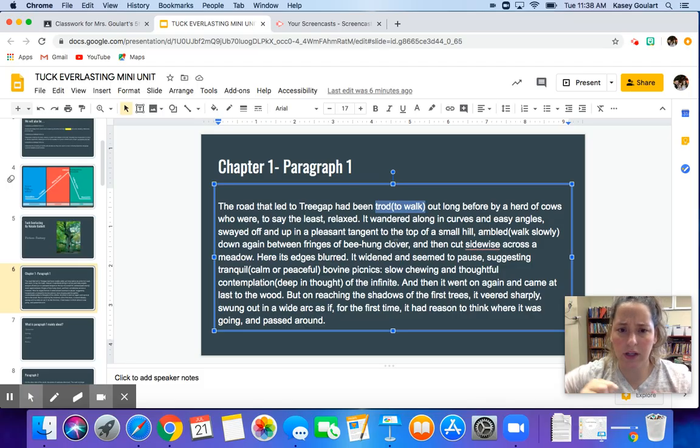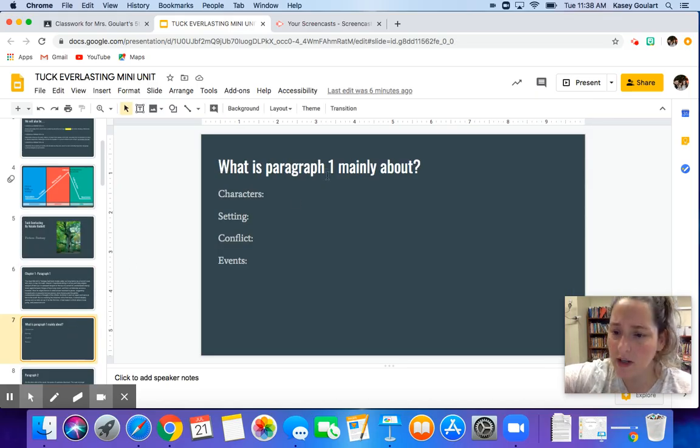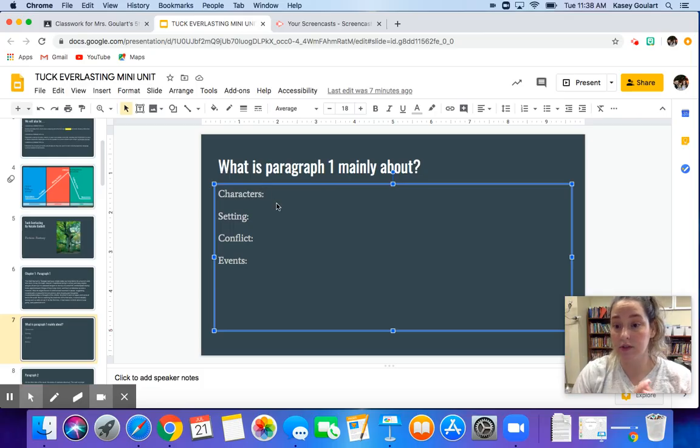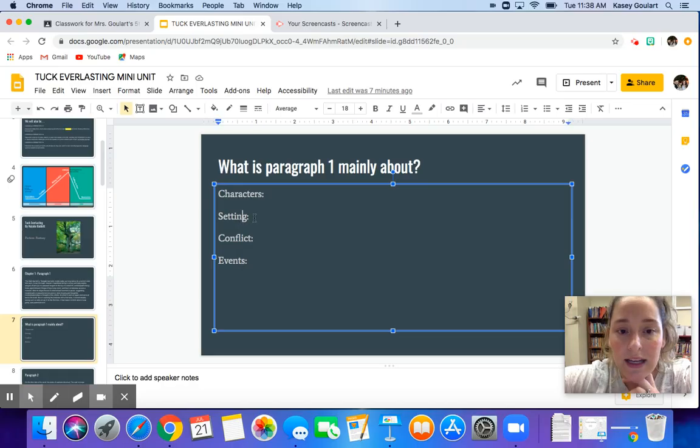All right, let's stop really quickly and think about this for a minute. Click on slide 7. What is paragraph 1 mainly about? Let's think about it. Were there any new characters introduced? No, we don't have any characters other than the bovine, or the cows. We don't really need to write that. Any settings that are introduced? Definitely. Remember, a setting in a story is when or where the story takes place.